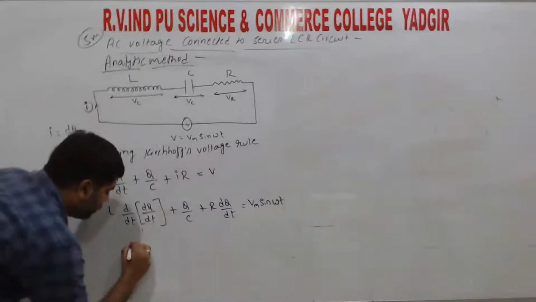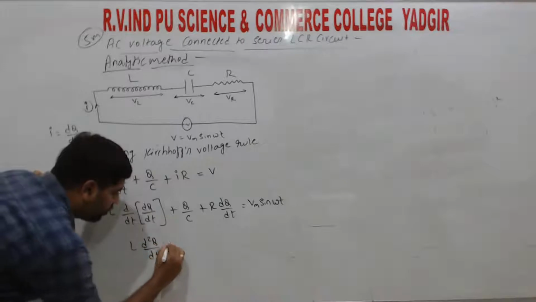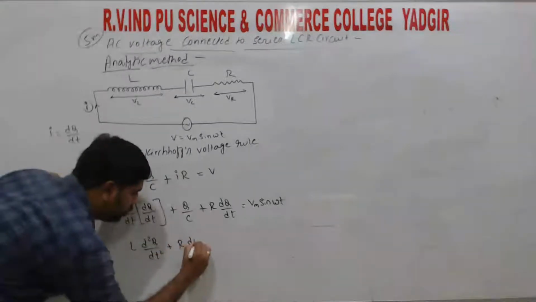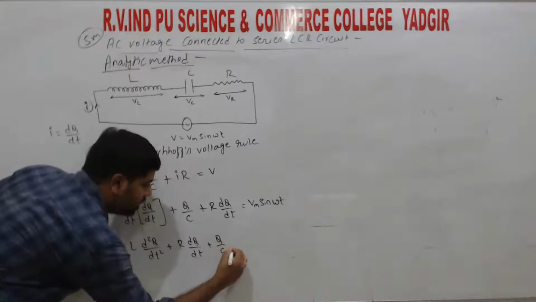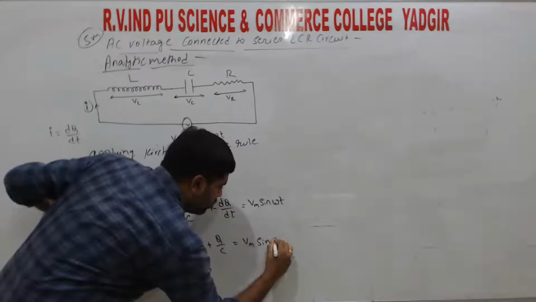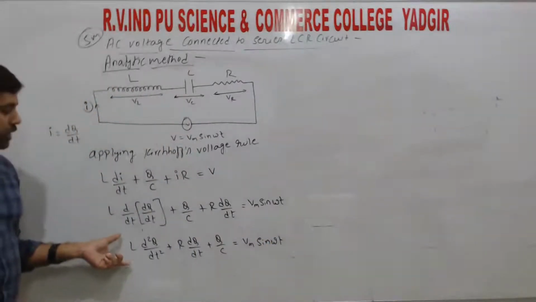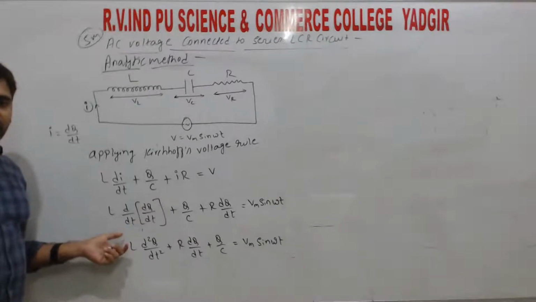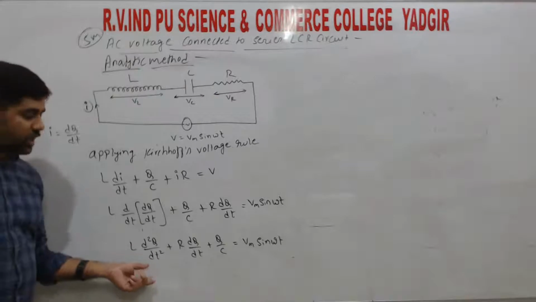So now we can write this as L into d square q by dt square plus R into dq by dt plus q by c, that is equal to Vm sin omega t. So this is in the form of a second order differential equation.